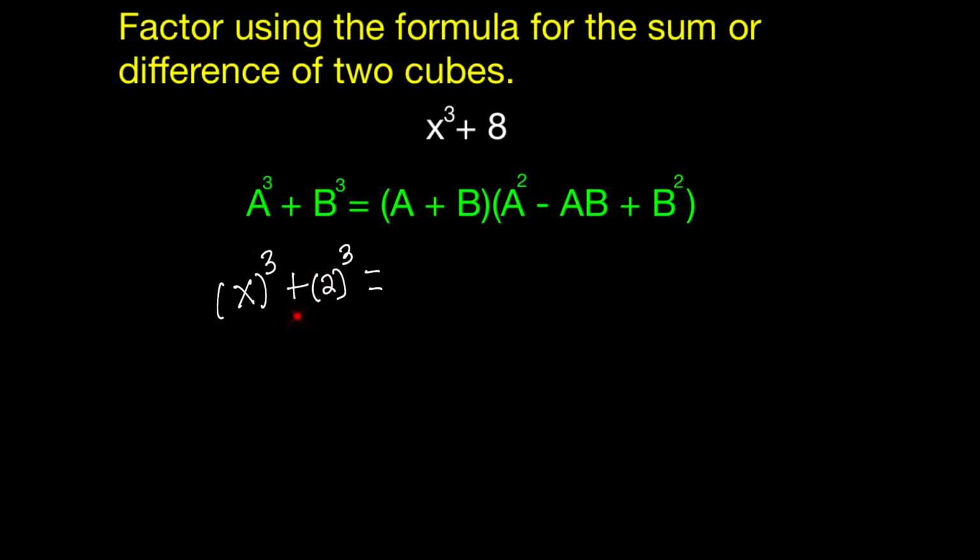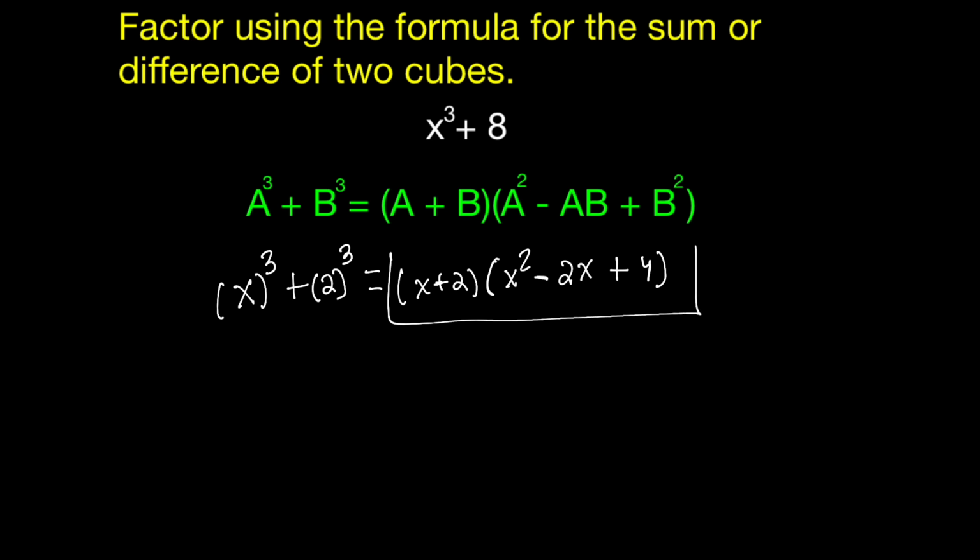And we're going to rewrite this expression as the product of a plus b times a squared minus ab plus b squared. So here, I'm going to get x plus 2 multiplied with x squared, since again, x is going to be a. We're going to subtract the product. So x times 2 is just 2x, and then we're going to add b squared. So 2 to the second power, which is just going to be 4. And that would be my factorization.